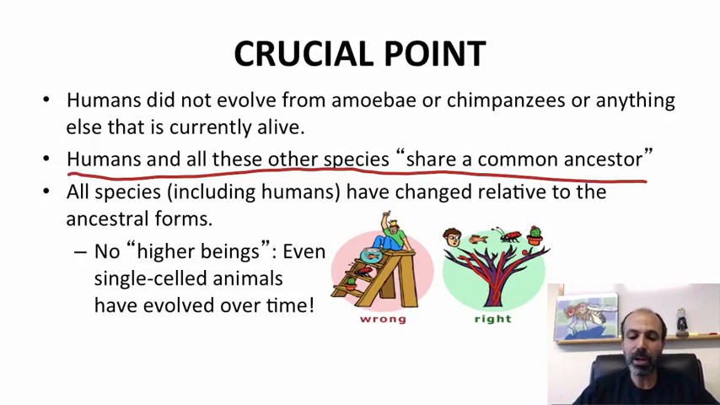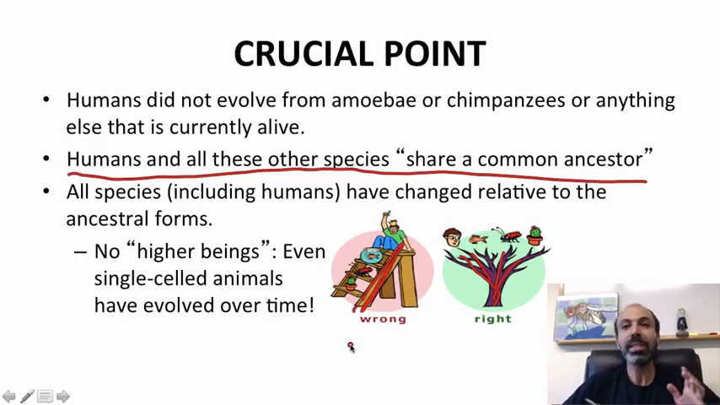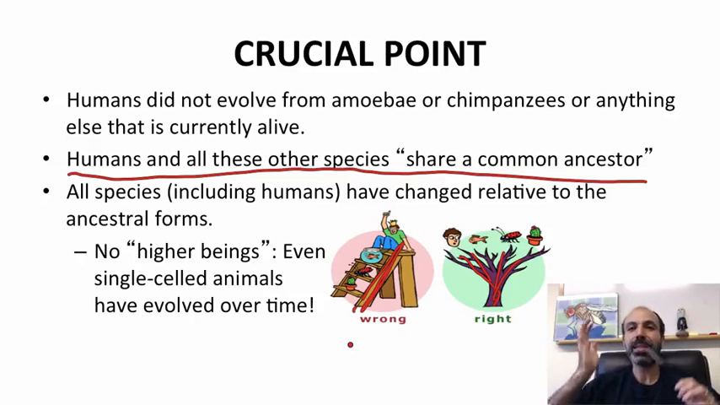So there are no higher beings. This is a misrepresentation, to think of it as we're higher and they are lower. There are definitely cases of simpler versus more complex, but there's no higher versus lower. There's no more evolved versus less evolved because the time frame is the same.